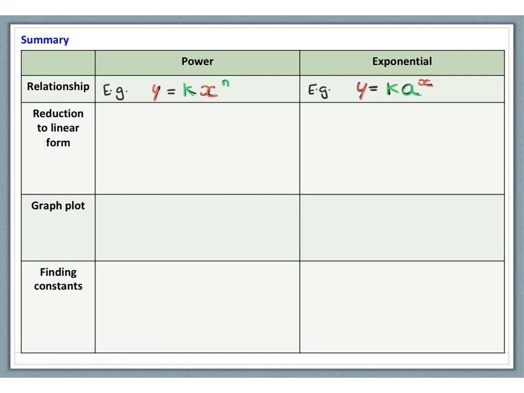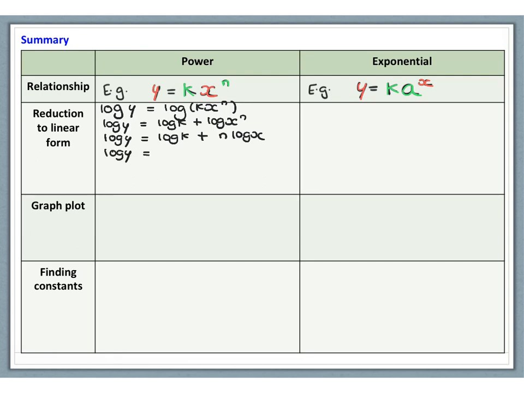So first thing we do is to look at how we reduce to linear form. So let's start by taking logs of both sides. So we have log y equals log of kx to the power n. Log y equals log k plus log of x to the n. Log y equals log k plus n log x. And for clarity, log y equals n times log x plus log k. And this is our linear format.